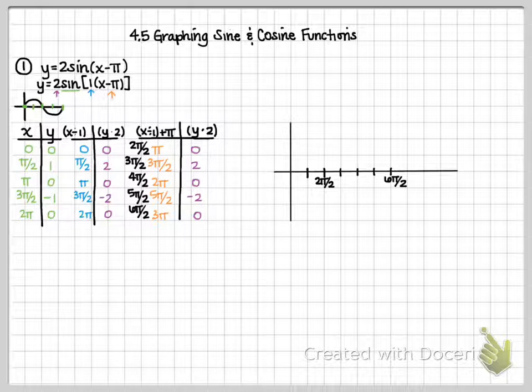So now, I'll go ahead and plot my points. So it looks like I need to label my y-axis also. So there's 1 and there's 2. Notice I'm not using the 1, but I am using the 2, so I'm going to go ahead and label that. And then there's the negative 2. So let's go ahead and graph this thing, see what we get.